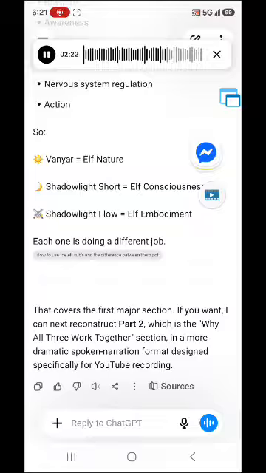The Shadowlight material spends much less time there. Instead, it focuses on awareness, energy, consciousness, presence, movement, perception. A simple way to describe the contrast is, if the Vanyar file were a mirror, it would spend its time polishing the reflection. If the Shadowlight file were a mirror, it would ask, who is looking through the eyes?